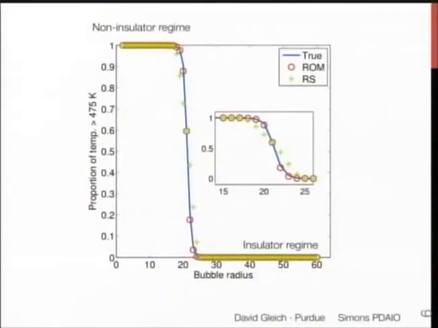And so what do you see? All right, so the blue line is the true phase transition between these two regimes. The red circles are what we get from our method, and the green dots, which don't show up all that well, but I apologize about that, that's what you get if you don't do the SVD step.